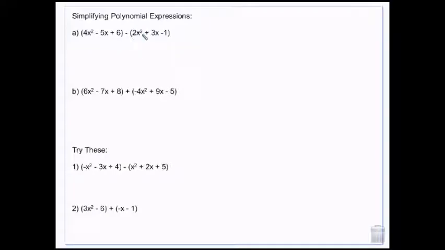Okay, to simplify polynomial expressions, we're subtracting, we're adding. When we subtract, we have to distribute that negative, which changes all the signs. So this becomes 4x squared minus 5x plus 6. And then minus 2x squared, and, oops, sorry, not plus 3x, minus 3x. And then plus 1. So I just essentially changed the signs. That's what the negative does. And then once the signs have changed, it's just a matter of combining like terms.